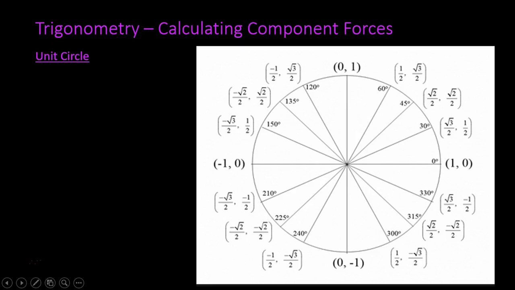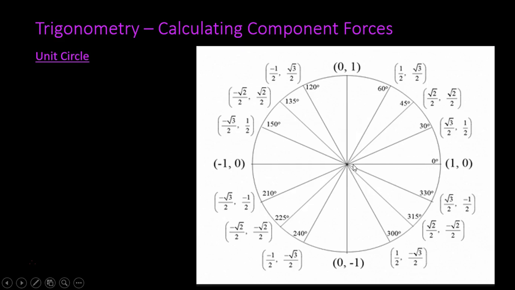An important concept in trigonometry is the unit circle. So let's just take a look at this. And this is the version that you'll see in math class. It's called a unit circle because the radius of the circle is 1 unit. So that could be newtons if we're looking at forces. And it shows us for different angles what the XY coordinates are.